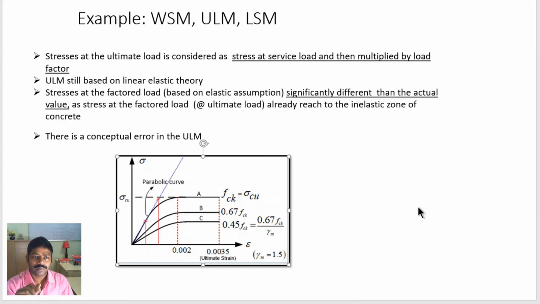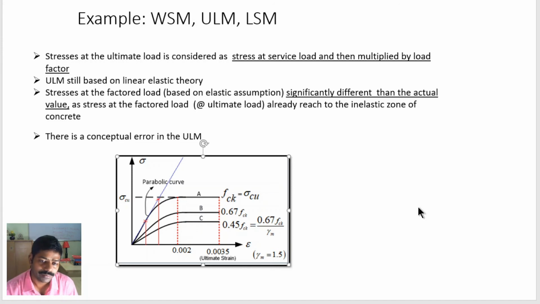Here in the ultimate load method, what we are doing is first calculating the stress as per our service load, or you can say working load, and then multiplying it with the load factor to get the factored load for the ultimate load method. We are still using the linear elastic theory. We first calculate the stress at the service load, and then multiply it with the load factor. So basically this method is still based on the linear elastic theory.